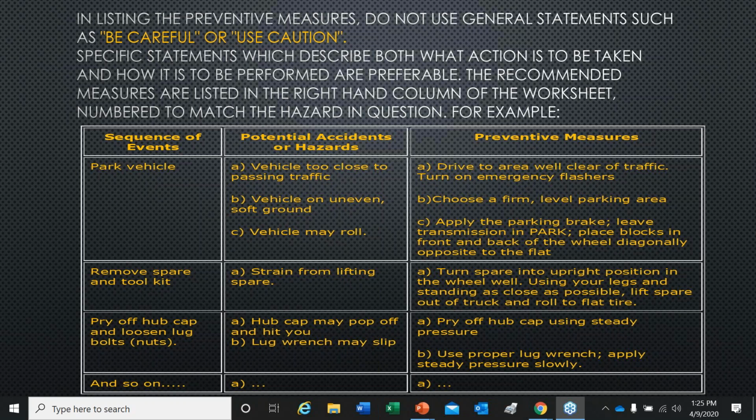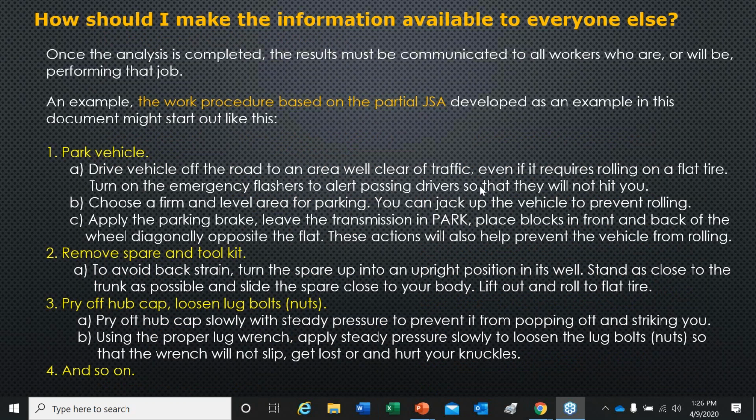Choose a firm level parking area, apply the parking brake, leave the transmission in park, and place blocks in front and back and diagonally opposite to the flat. Getting the spare out, turn the spare into the upright position, using the legs and standing as close as possible, lift the spare out of the truck and roll to the flat tire. With the prying off of the hubcap, you pry off the hubcap using steady pressure, and then you use proper lug wrenches. Sometimes there's a lug wrench in there, it may not be the one that comes with the car. And then apply your steady pressure to keep things in order. And again, if there were more steps, you would go through all of those that you would have in place.